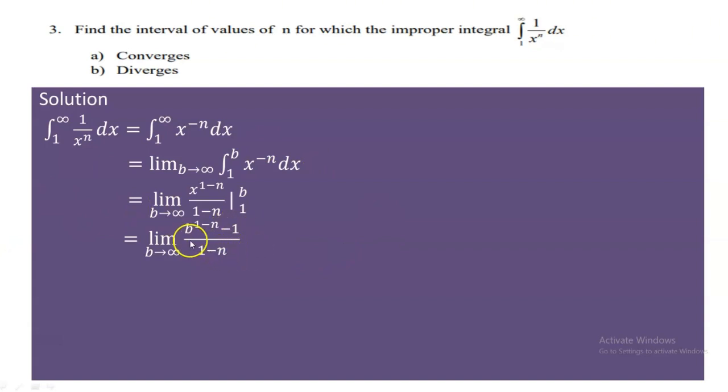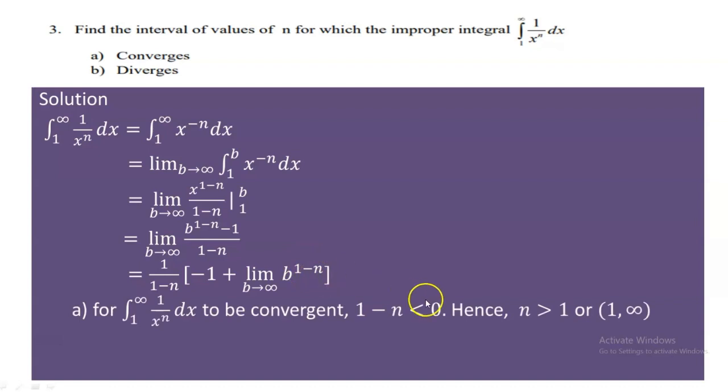So you can take 1 over n minus 1 as a common factor out, because the analysis is done on b. So look, 1 over n minus 1 is taken out, and then the limit of minus 1 as b goes to infinity is minus 1. So we now have plus the limit of b to the power of 1 minus n. For this to be convergent, necessarily 1 minus n should be less than 0, because it converges to 0 if this is negative.